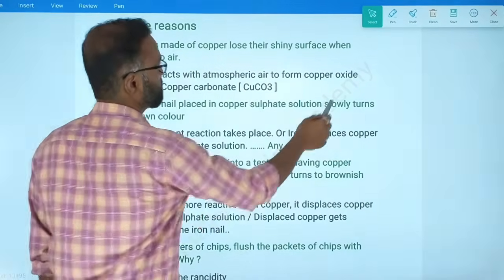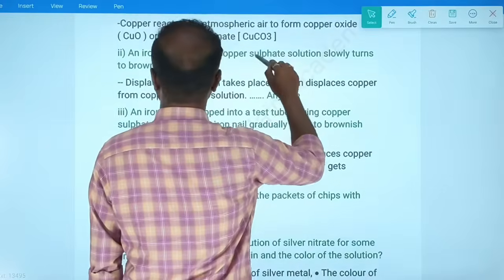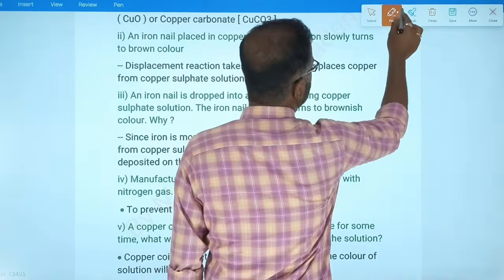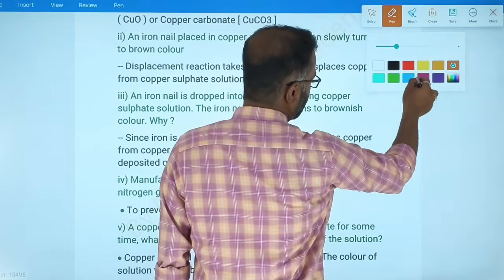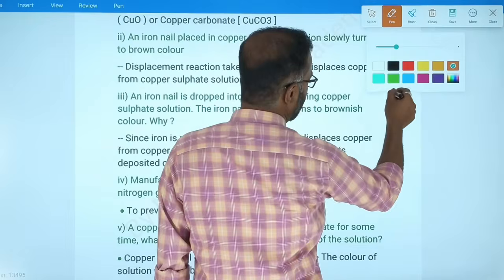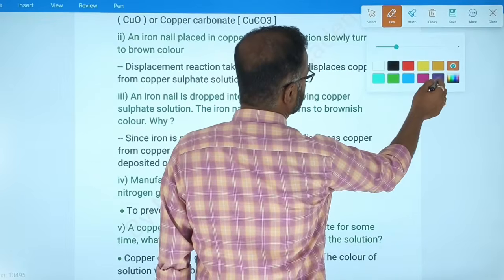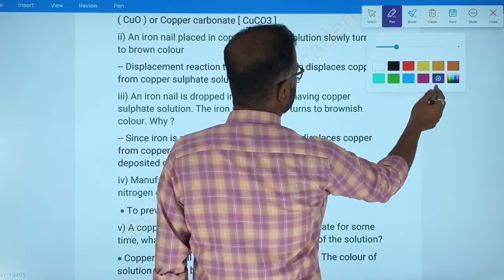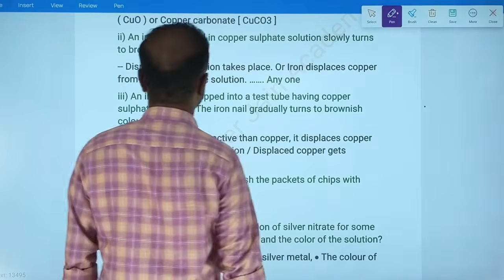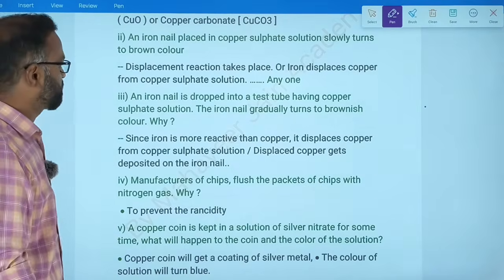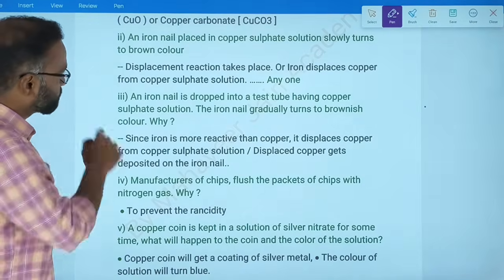The next give reason, see here. Now the next give reason is an iron nail. Let me choose some different color. Which color will I use? Red? No, it will reflect. Blue will do. Purple. For a while. It should be colorful, no? Yes or no? Okay.